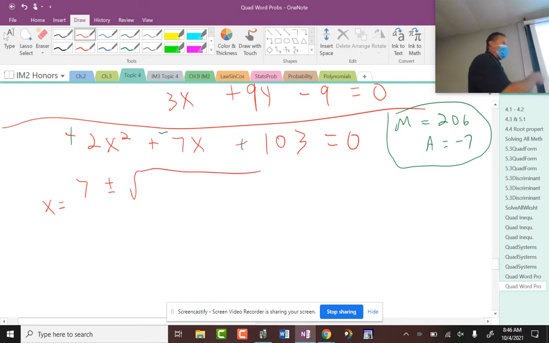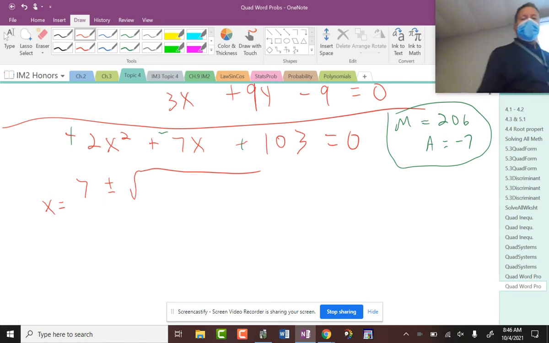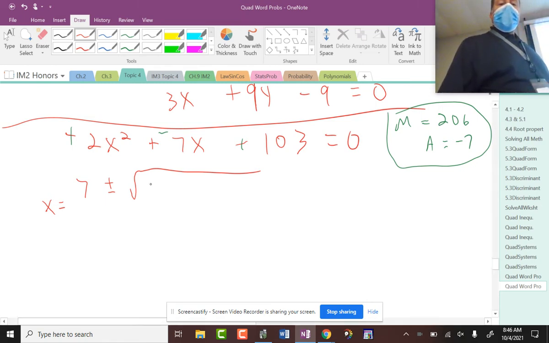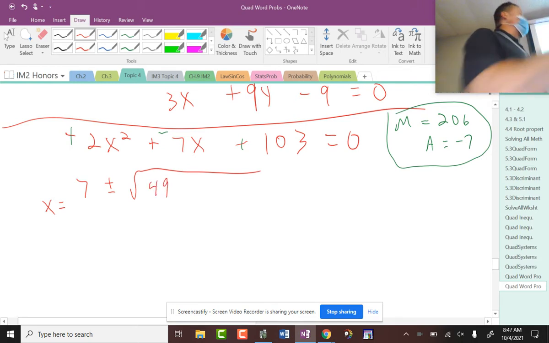All right, so the opposite of 7, negative. I made the leading coefficient positive. And then keep going, and you end up with 7 squared, 49. I ignored the negative because you should never have a negative number there. Now I'm going to yell.